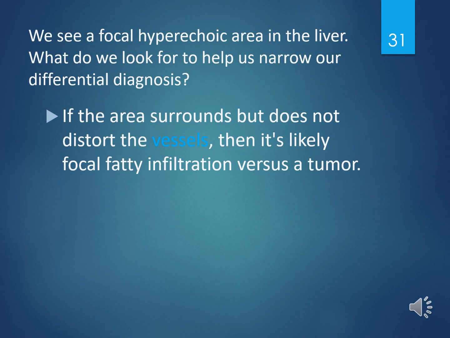All right, so again, why do we need to know pathology? Because we need to know how to scan it, whatever it is that we're looking at, right? So if we see a focal hyperechoic area in the liver, then what do we look for to help us narrow our differential diagnosis? If that area surrounds but does not distort the vessels, then it's likely focal fatty infiltration versus a tumor.